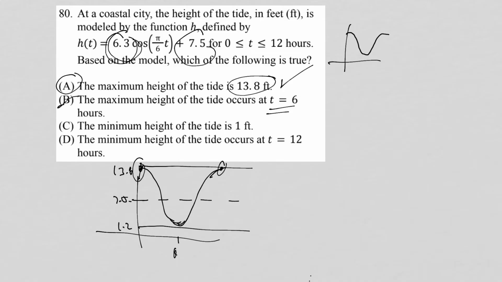The minimum point is not actually 1, but it's 1.2. It's close to 1. The minimum height of the tide occurs at t equals 12. No, the minimum is at 6. So this one's A.